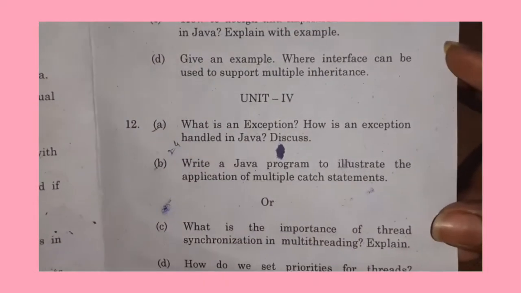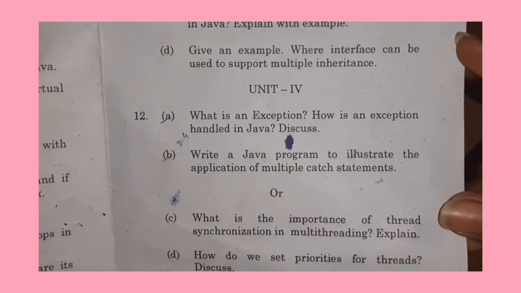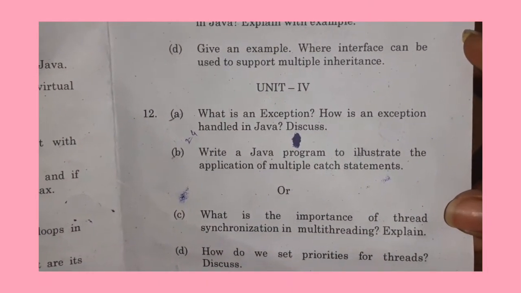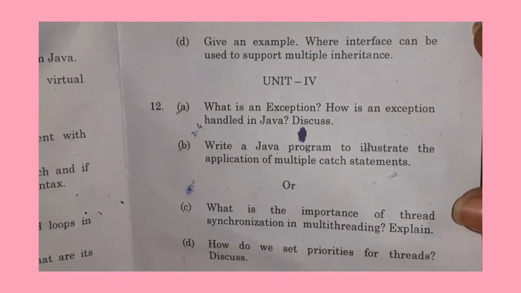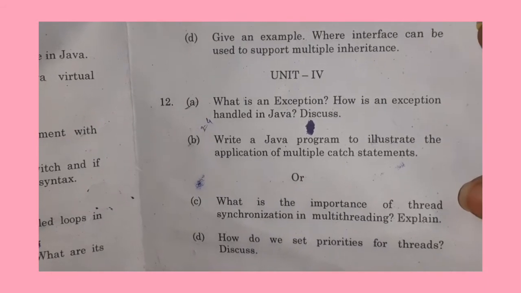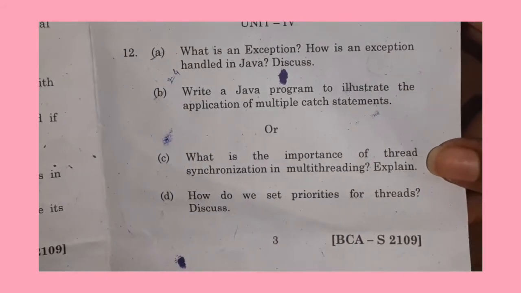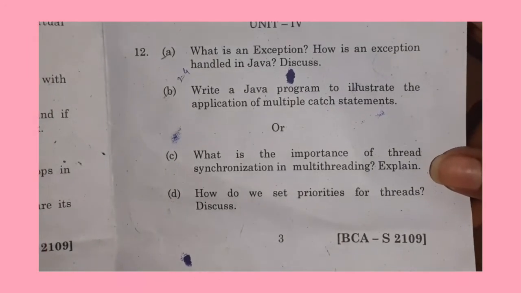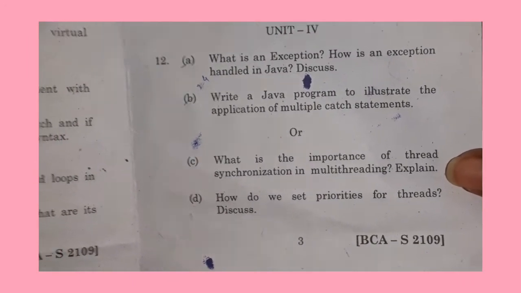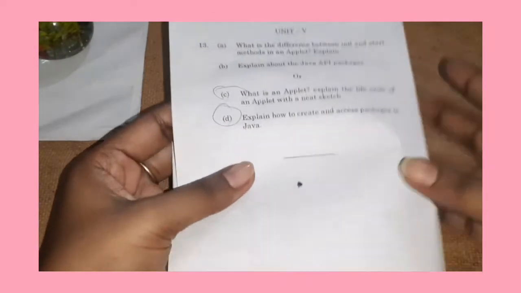From Unit 4, what is an exception? How is an exception handled in Java? Discuss. Write a Java program to illustrate the application of multiple catch statements, or what is the importance of thread synchronization and multithreading? Explain. How do we set priorities for threads? Discuss. So this is how the question paper is.